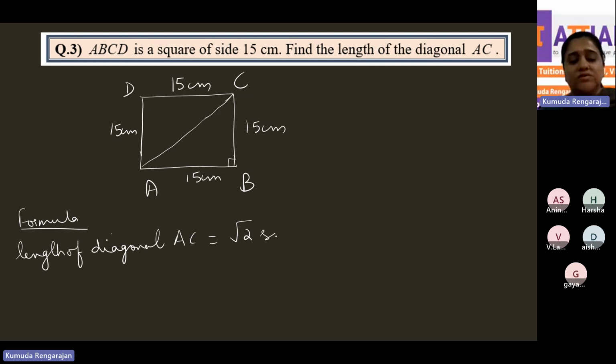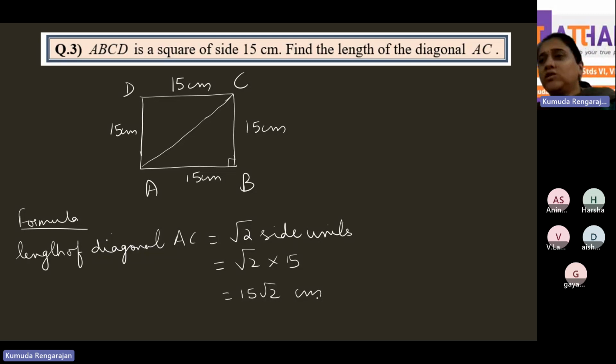Root 2 into side of the square. Root 2 into side units. This is the formula. So root 2 into 15, so 15 root 2 centimeters. This is the length of the diagonal of the square. The formula is root 2 into side. Root 2 into side of the square will give you the length of the diagonal. This is using the formula.